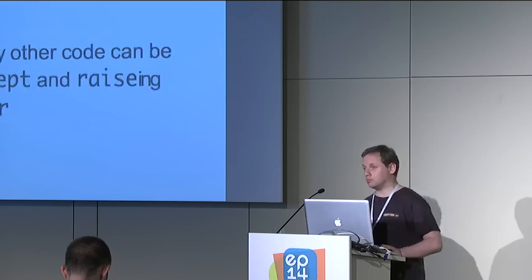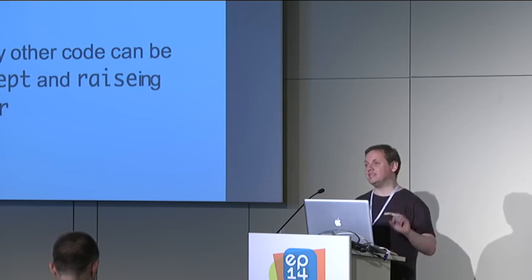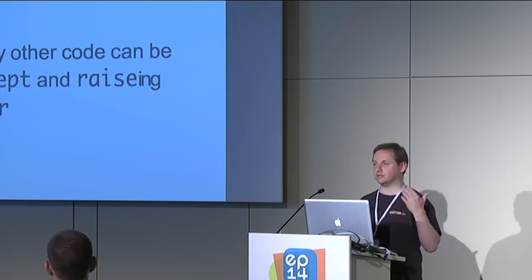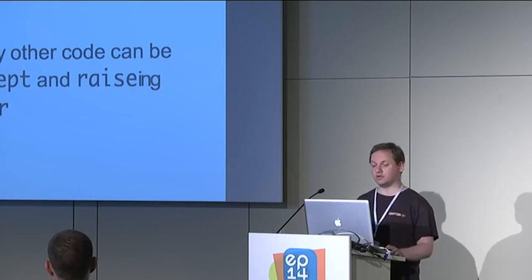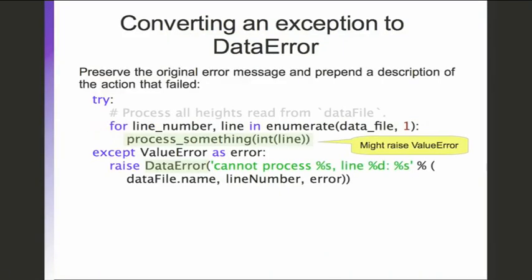In my experience, I usually just define a data error because that's the errors about user input users can fix. And when I detect something invalid, I just raise a data error. Exceptions raised by other routines, value error, index error, lookup error, very often indicate a data error, so I just catch them with except and re-raise them as data error again. Here's an example how to define a data error, pretty easy in Python. How do I convert a value error to a data error?